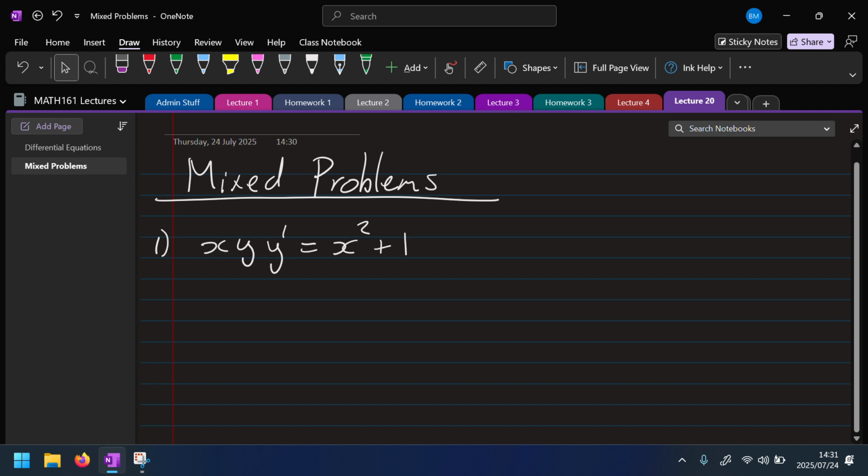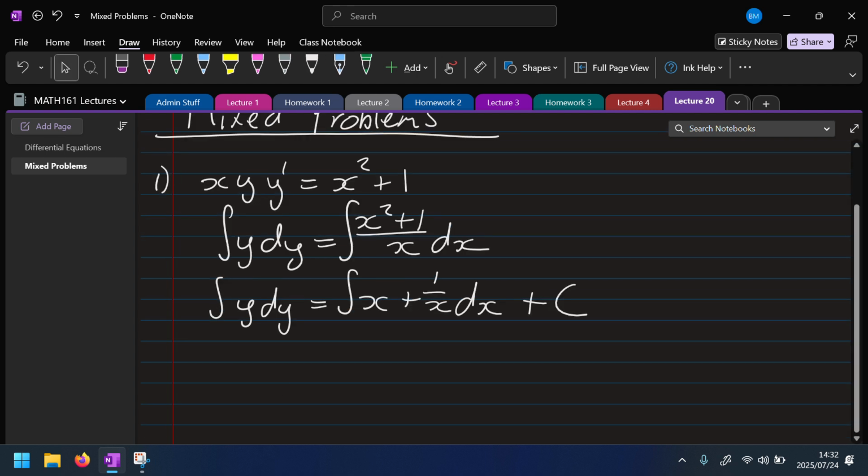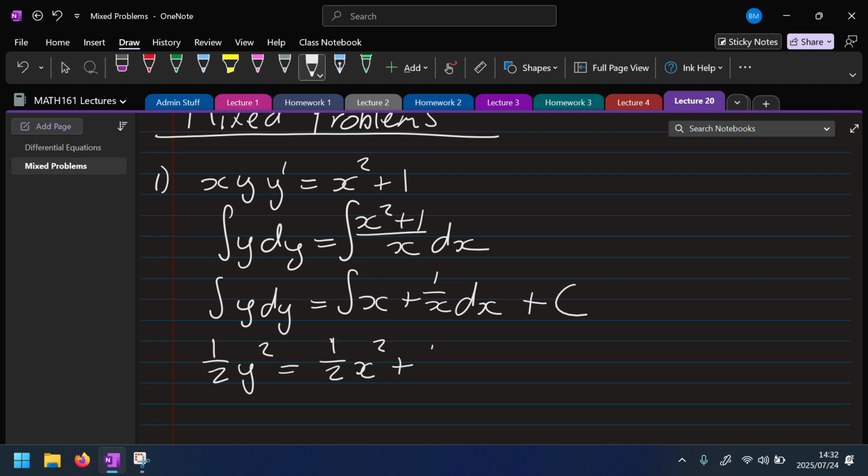Okay, so what do we have to do for separation of variables? We need the y's on the one side, the x's on the other side. So this is going to be y dy is equal to (x squared plus 1) over x dx. Okay, so we split it up, the y's on the one side, x stuff on the other side. Then we integrate. So we're going to have the integral of y dy is the integral of (x plus 1 over x) dx plus c. So we get 1/2 y squared is equal to 1/2 x squared plus the natural log of x plus c.